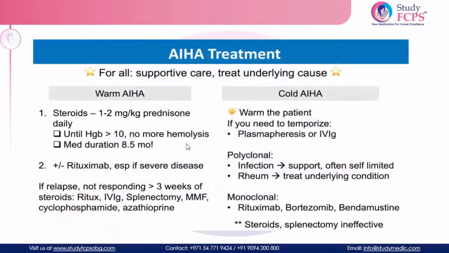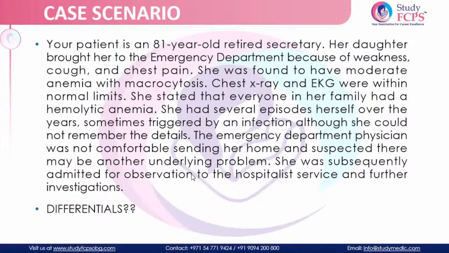So this is the brief about autoimmune hemolytic anemia treatment. If it is the warm type of autoimmune hemolytic anemia, you consider steroids as the first line of drug, and you continue steroids until the Hb is more than 10 and there is no evidence of further hemolysis, and the mean duration is almost 8.5 months. And if there is cold antibody hemolytic anemia, then you perform plasmapheresis or IV immunoglobulin therapy. And then further, there are options like rituximab. We can use bortezomib or different other drugs for treatment of autoimmune hemolytic anemias. So this is all about autoimmune hemolytic anemia.